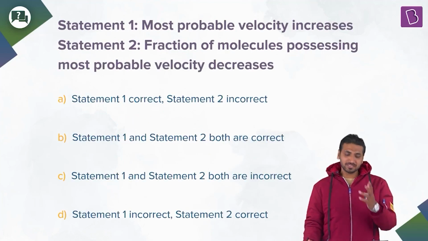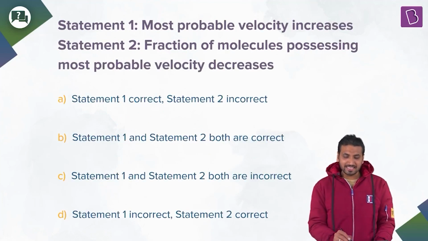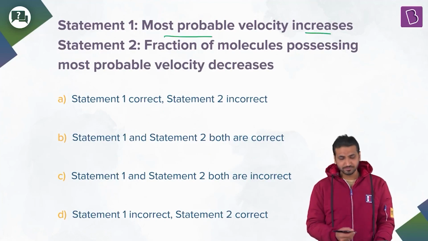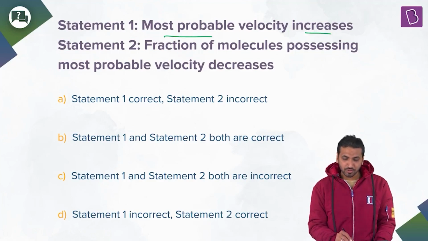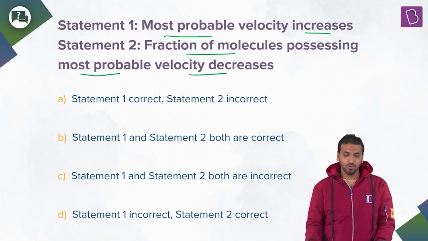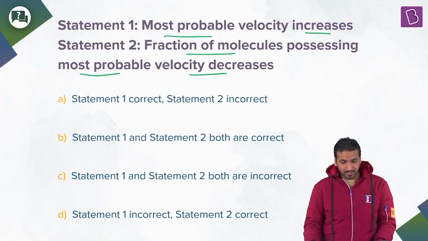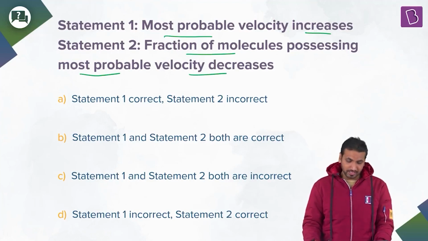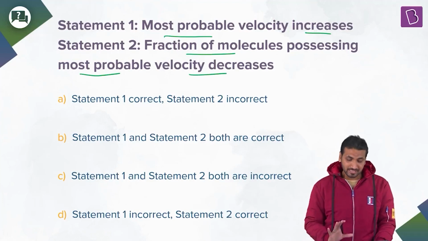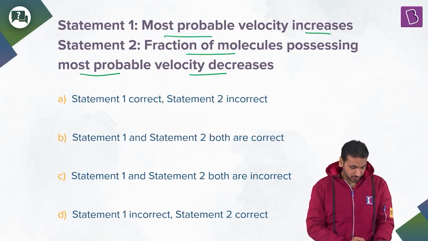Okay, you have 2 statements. Let's read the statements. Statement 1 says most probable velocity increases. Statement 2 says fraction of molecules possessing most probable velocity decreases. And the options say statement 1 correct, 2 incorrect; 1 and 2 both correct; 1 and 2 both incorrect; or 1 incorrect, 2 correct. Options have to be read carefully. These are jumbled options, right? Fine. So let's talk about statement 1 for the time being.